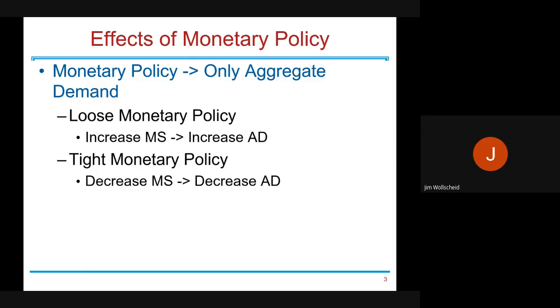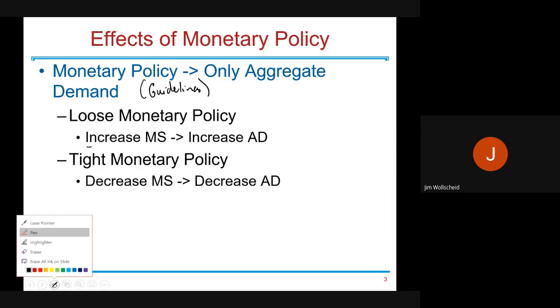We're going to set up what I call the guidelines. If I learn nothing else in this chapter, I may forget everything else, but these should be the guidelines that we use when we think about monetary policy. We call it loose monetary policy, or I'm increasing the money supply. When I increase the money supply, I increase aggregate demand. Tight money supply is the opposite. I decrease the money supply, I decrease aggregate demand. So when they talk about money supply, loose is an increase, tight is a decrease.